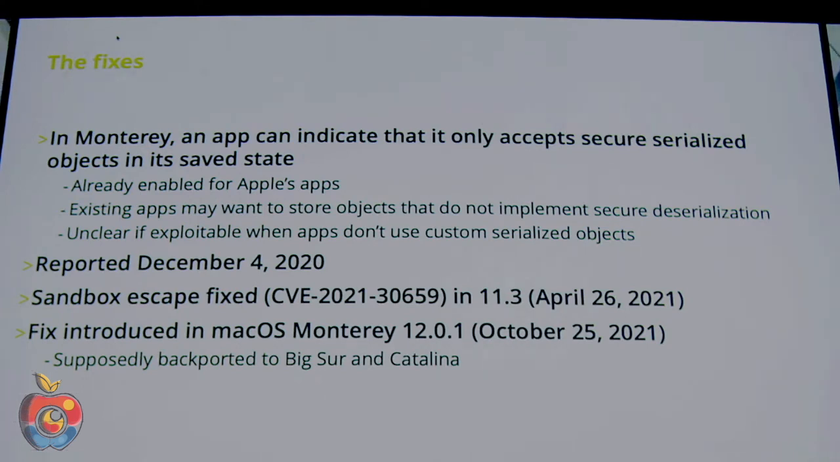It's not completely clear to me if it's exploitable if the method is not implemented but the application doesn't store their own objects. I'm not completely sure. I haven't gone through it well enough to say for sure.